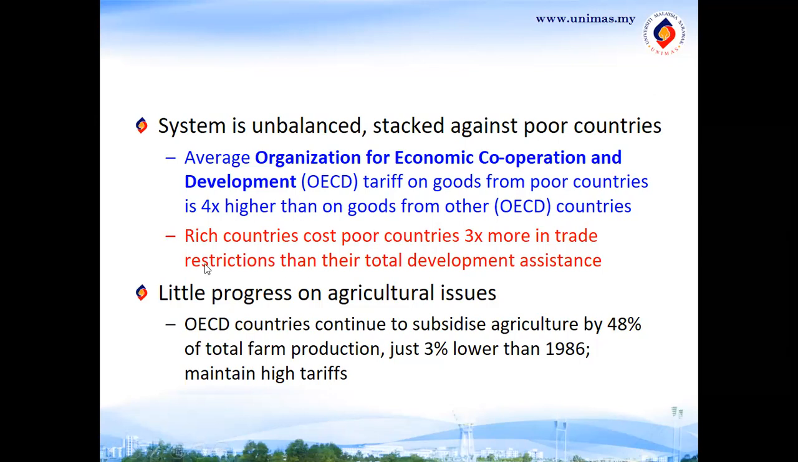Yeah. So rich countries cost poor countries three times more in terms of trade barriers than their total development aid. Jadi masalah tidak memihak ataupun the benefit tidak memihak kepada negara miskin. And also little progress on agriculture issues as well. Contohnya OECD countries continue to subsidize agriculture by 48% of total farm production, which is just 3% lower than 1986. So they maintain high tariffs on agriculture.